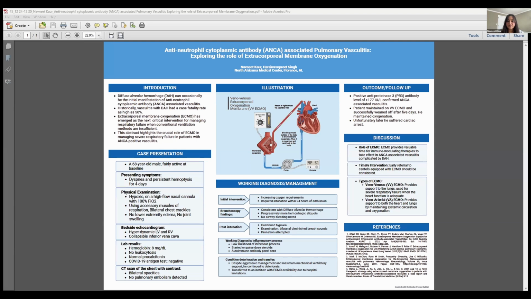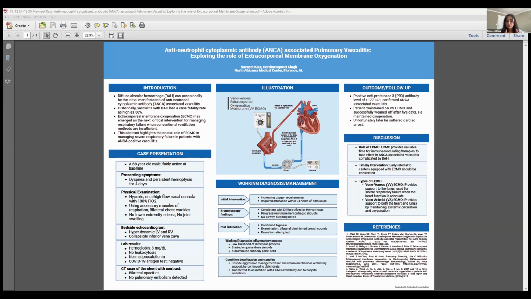The bedside echo suggested that the left and the right ventricle were hyperdynamic, the systolic function was normal, the ejection fraction was normal, and the IVC was collapsible. By the time the lab results came back, they showed that the patient had a hemoglobin of 8, which is low for a middle-aged male. There was no leukocytosis, procalcitonin was normal, and COVID-19 testing was negative. The next step we chose was a CT scan with contrast, which showed bilateral opacities, and no PE was noted.